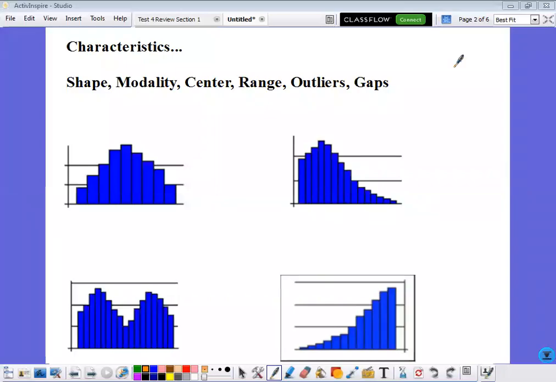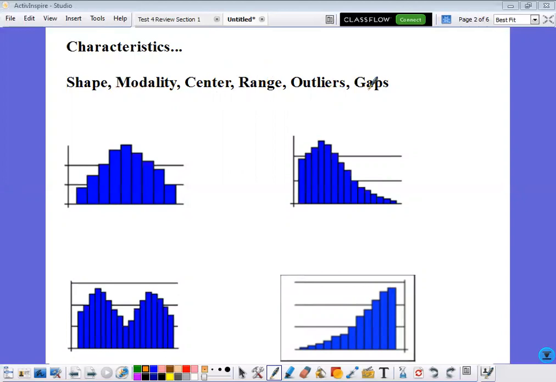All right, y'all. In this section, we're now talking about analyzing histograms. Remember when we analyzed histograms, a couple things that we first considered were the characteristics of shape, modality, center, range, outliers, and gaps. We're going to get in a little more detail about how to do the center and range in a second. This one, we're really going to focus on the shape, modality, if there are outliers and if there are gaps.